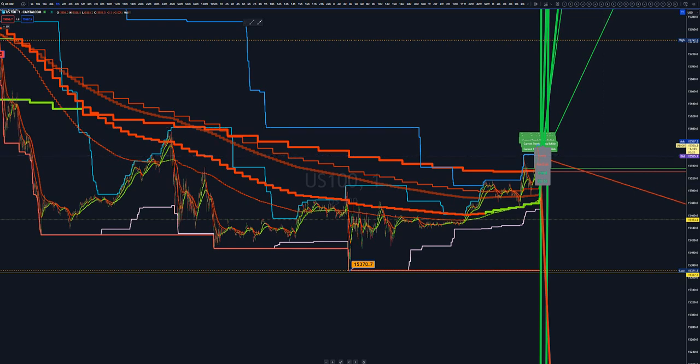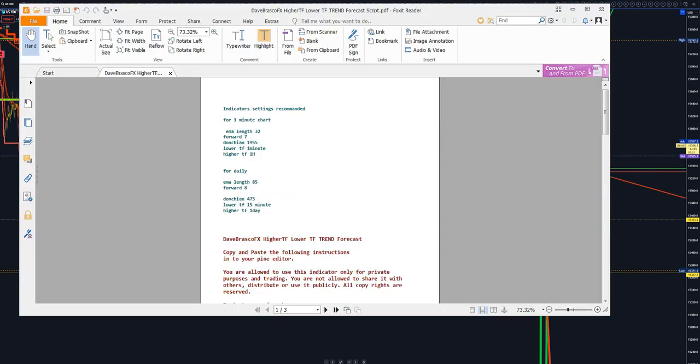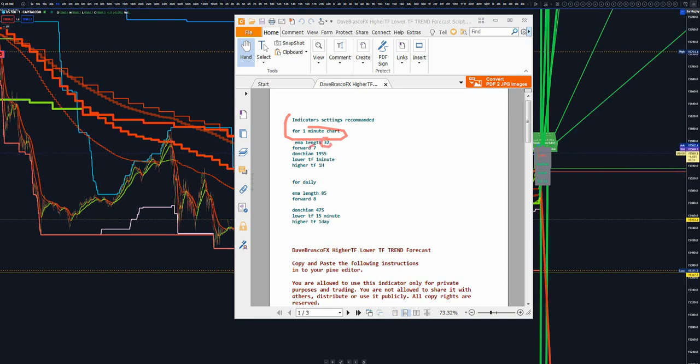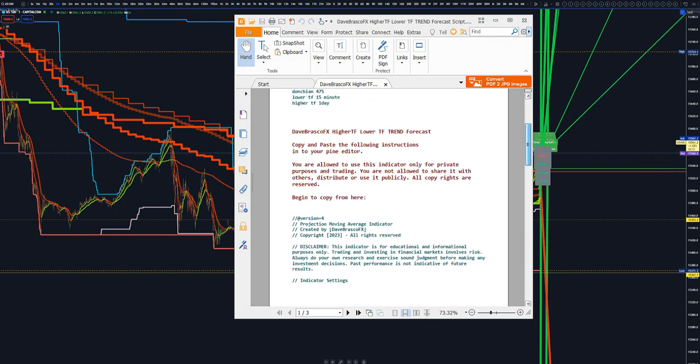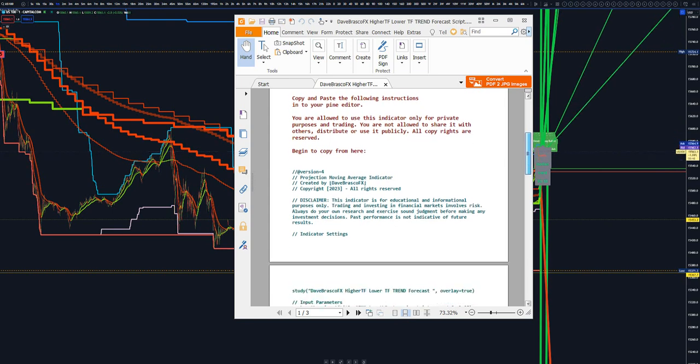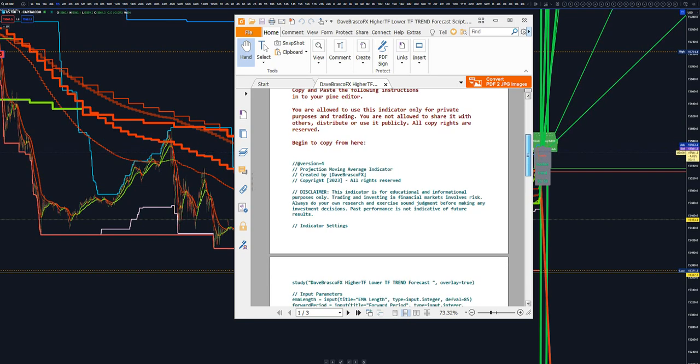Well, I have prepared already a PDF, and this PDF you get from me, and we see here I have already recommended, for example, for 1 minute chart, which settings you should put into the indicator. You can open it up. Copyrights, of course, reserved. You're not allowed to copy it and share it with others. It's only for your private use.